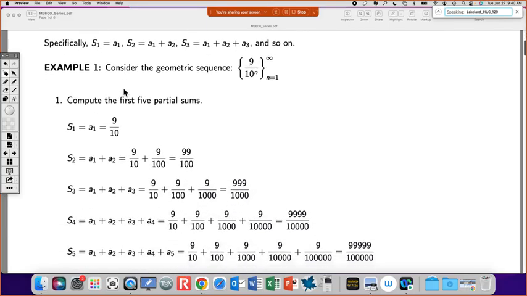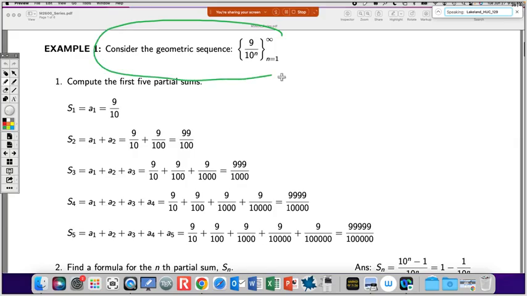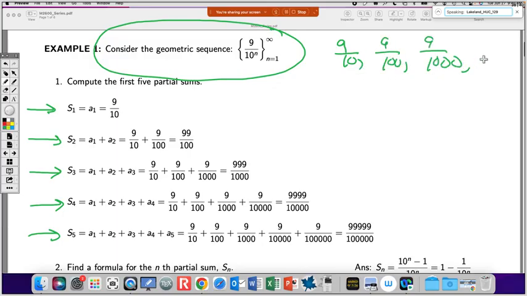All right. So let's take a look at this example. Here's a geometric sequence. So here's the sequence, and now I'm looking at the partial sums. So the sequence is a list of numbers: 9/10, 9 over 100, 9 over 1,000, etc. That's the sequence. The partial sums are what you get when you add up the sequence. You see the difference between a sequence and the series. The series, you're adding them all up.